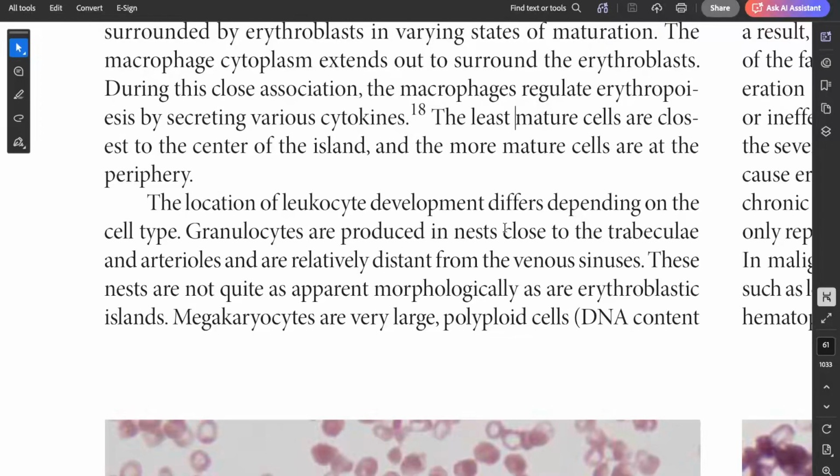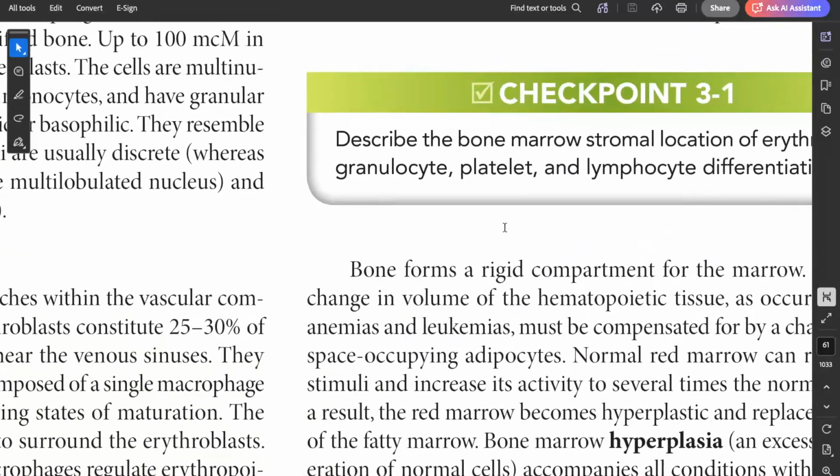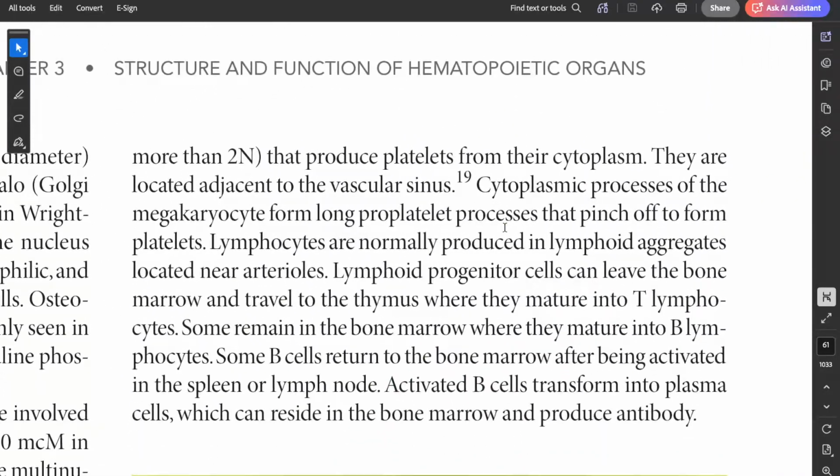Granulocytes are produced in nests close to the trabeculae and arterioles and are relatively distant from the venous sinuses. These nests are not quite as apparent morphologically as are erythroblastic islands. Megakaryocytes are very large polyploid cells, DNA content more than 2N, that produce platelets from their cytoplasm. They are located adjacent to the vascular sinus.